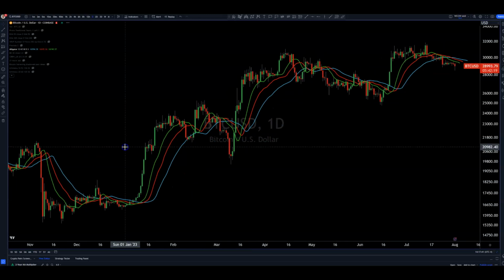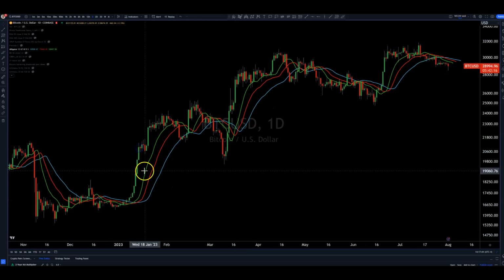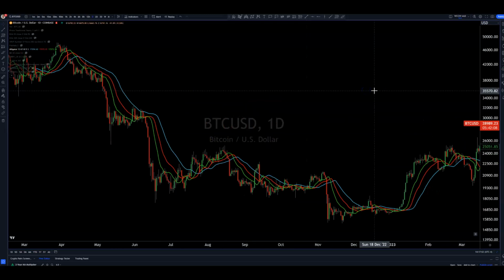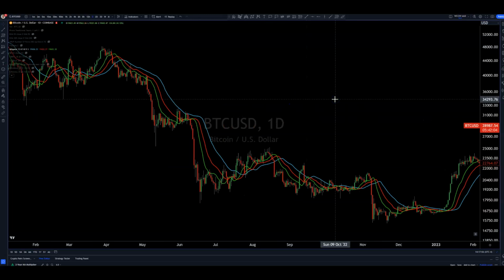One thing you'll notice immediately, much like moving averages, we're bullish in this schematic: green, red, blue. We're bearish in blue, red, green. We can look at 2022 with this.